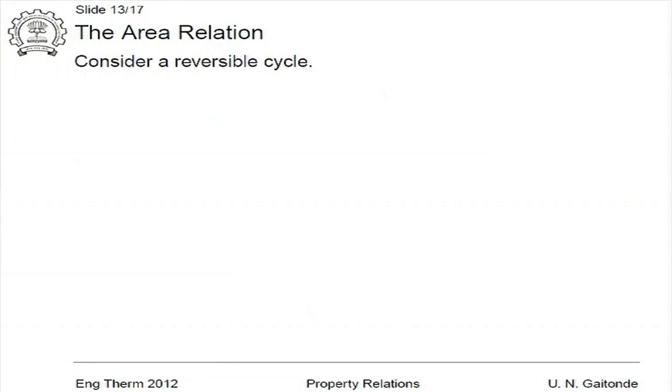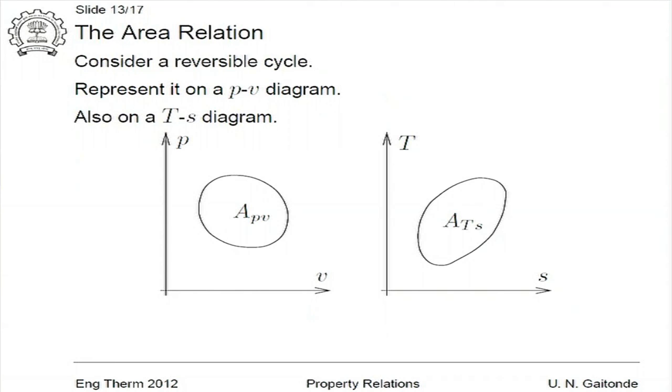We consider a reversible cycle. Remember the area under a curve on a PV diagram for a quasi-static process, and the area under the same process on the TS diagram. That we have realized, we have discussed. Represent a reversible cycle on a PV diagram and also on a TS diagram. You will see two pictures like this. On a PV diagram, there is a reversible cycle. The same reversible cycle sketched on a TS diagram looks slightly different, but it's another closed loop. Let the area of the cycle in the PV plane be APV. Let the area of the cycle in the TS plane be ATS.